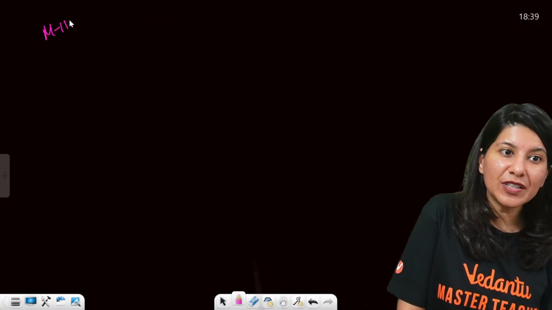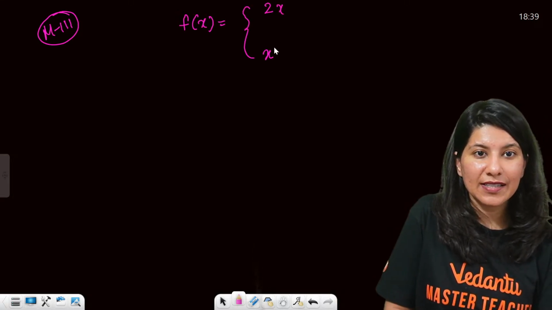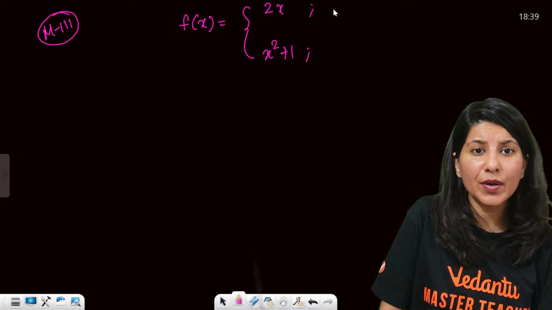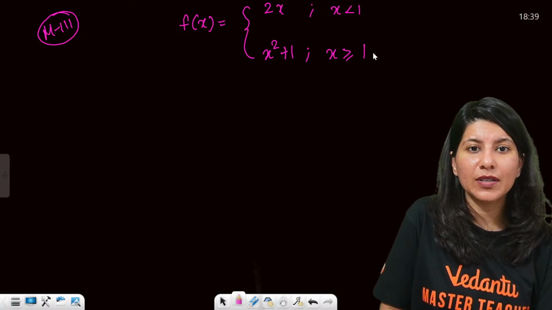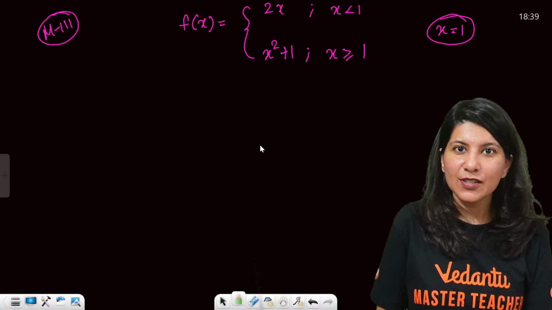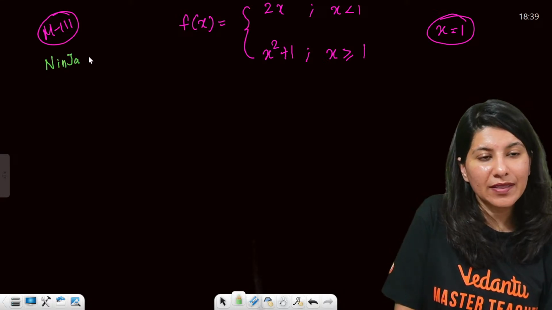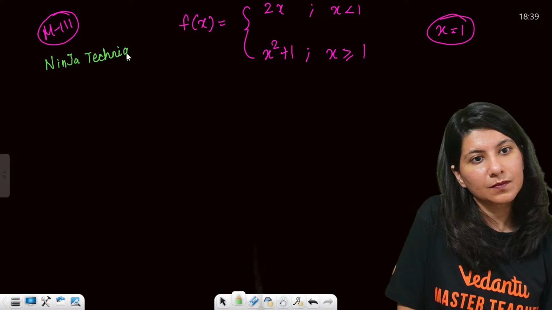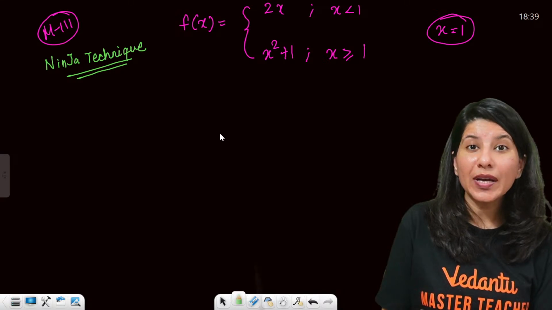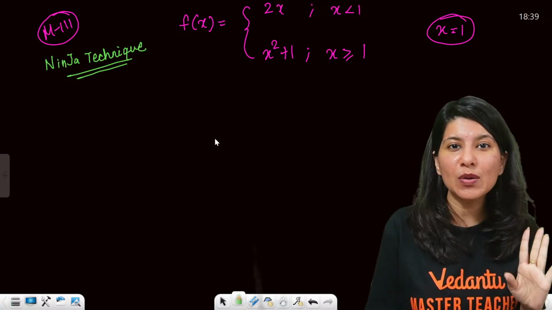Same question we will do with method number 3 now. Again, you have f(x) = 2x for x less than 1, and x square plus 1 for x greater than or equal to 1. At x equals to 1, you have to talk about the differentiability now. So now with this shortcut method, or you can call it the ninja method, what you can do is you can find the left hand derivative and right hand derivative just like this. Now watch me what I do.